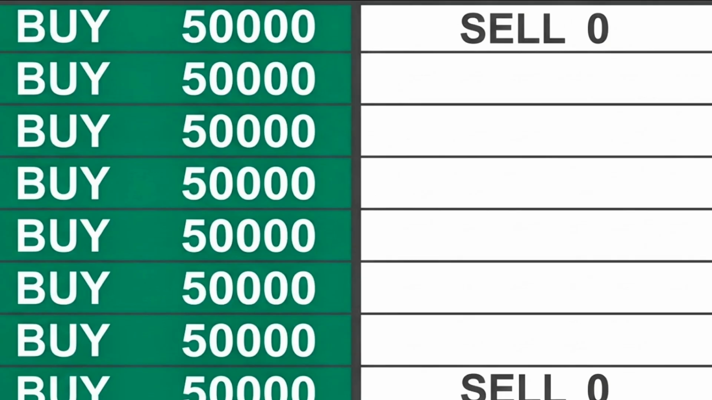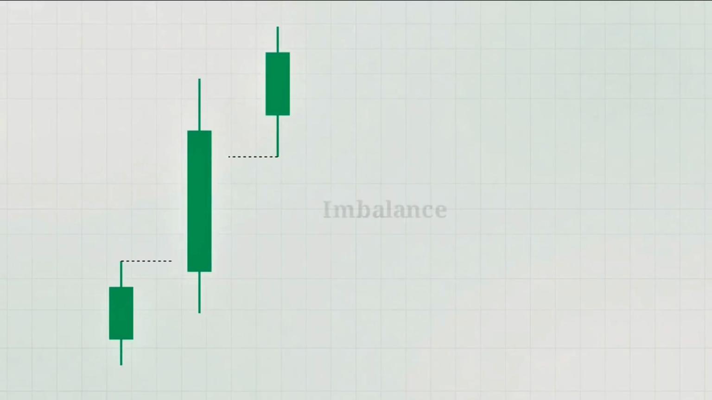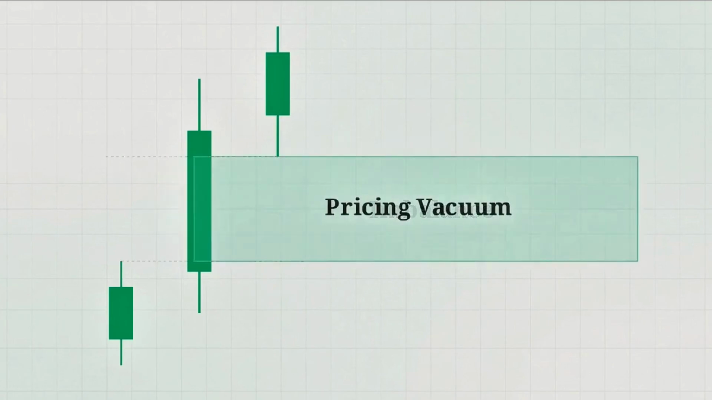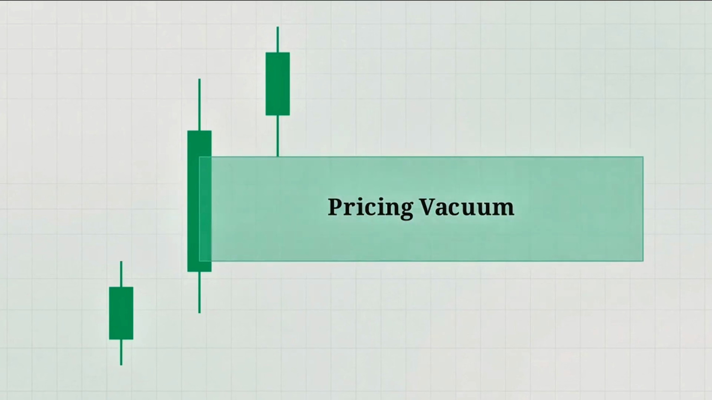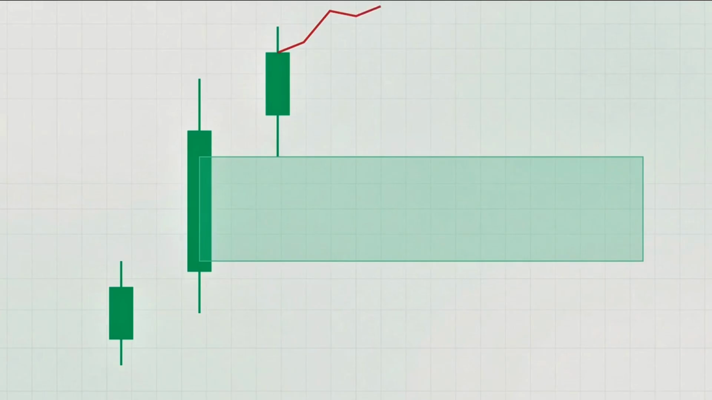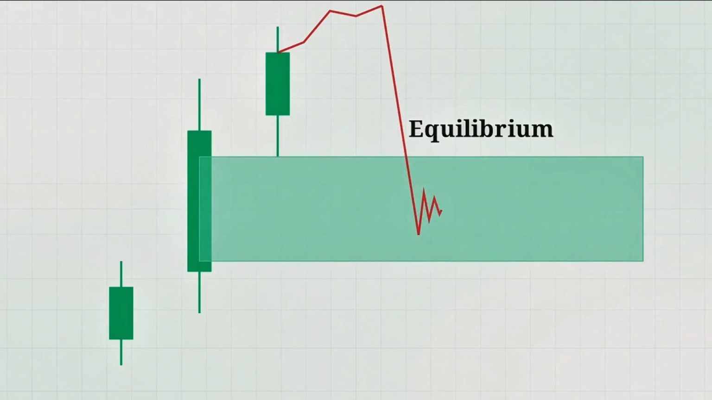This gap represents an area where bidding was so aggressive and so heavily weighted to one side that it pushed the market right through that price range, creating a temporary pricing vacuum. Because the market didn't have time to determine the fair value of that zone, price naturally rubber bands back to retest it, seeking equilibrium before continuing. These highlighted blocks are precise markers where massive institutional volume pushed the market.